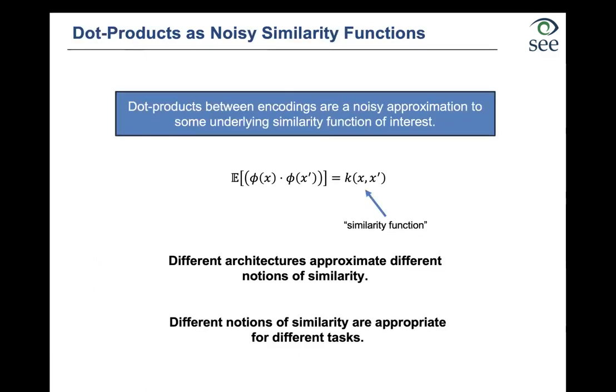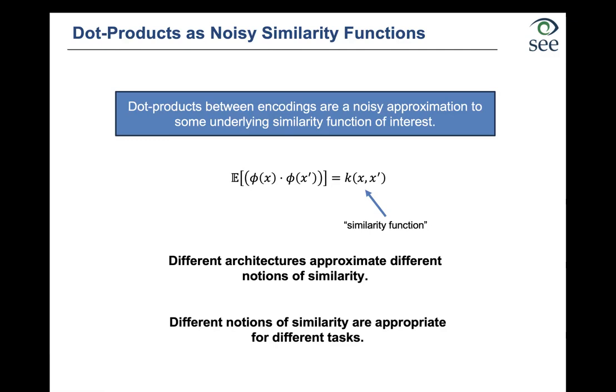All right, so let's recap where we are. What we've said is that we've constructed this encoding, this embedding, so that dot products in the embedding space function as a noisy approximation to some underlying similarity function of interest. In particular, for most of these encoding operations, in expectation over randomness in the encoding, we recover some underlying similarity function. So this approximation becomes exact in this regime of expectations. And what we said is that different encoding architectures approximate different underlying notions of similarity.